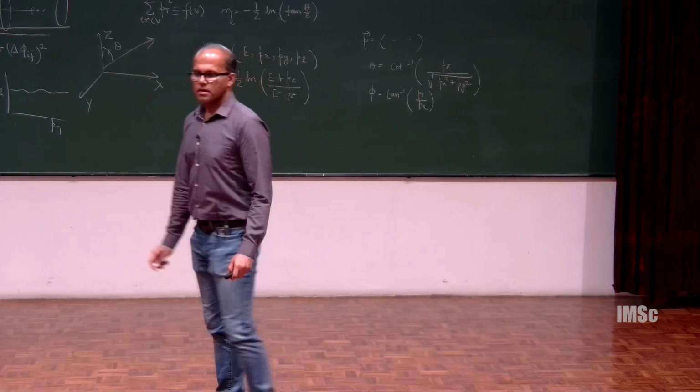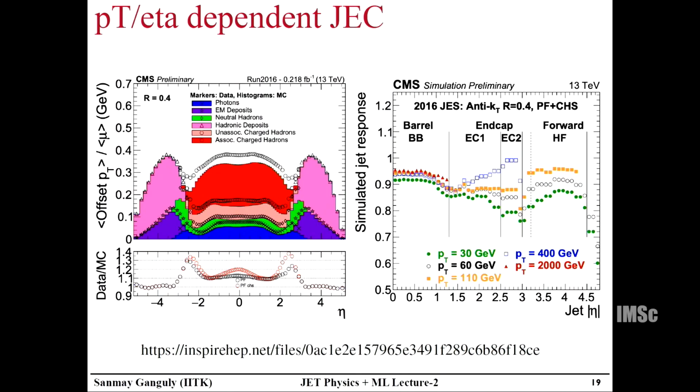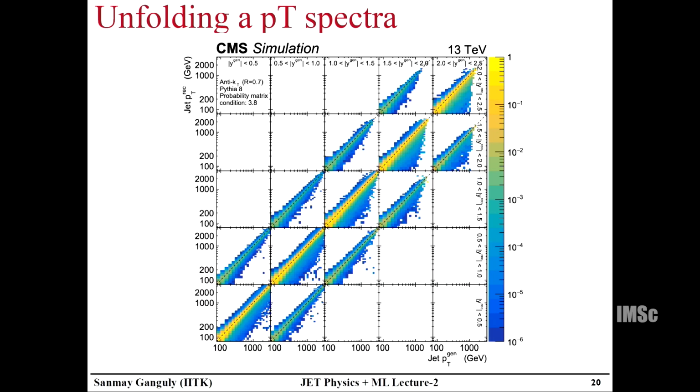So let's try to converge on this. Our detector response as a function of eta is non-uniform. We have to correct for this. And then when we measure something, to compare with theory, we have to do something called unfolding, which is getting rid of the detector resolution effect.